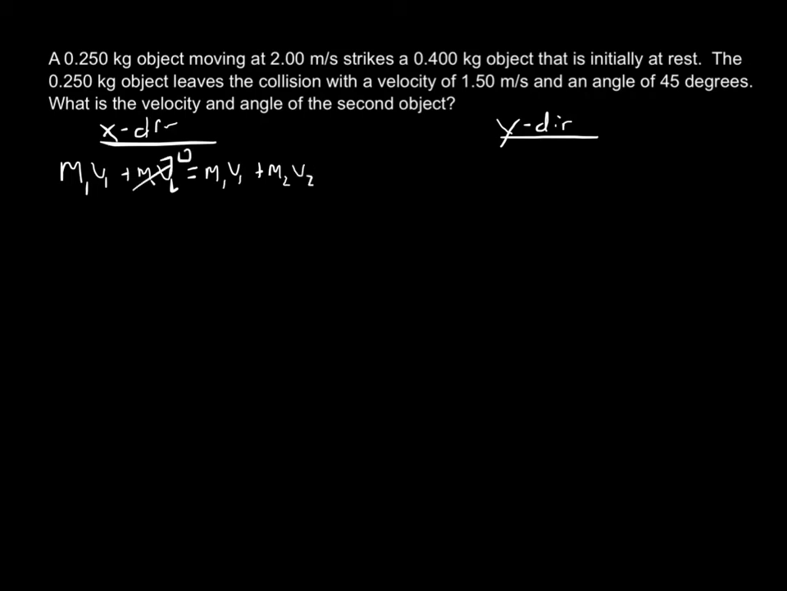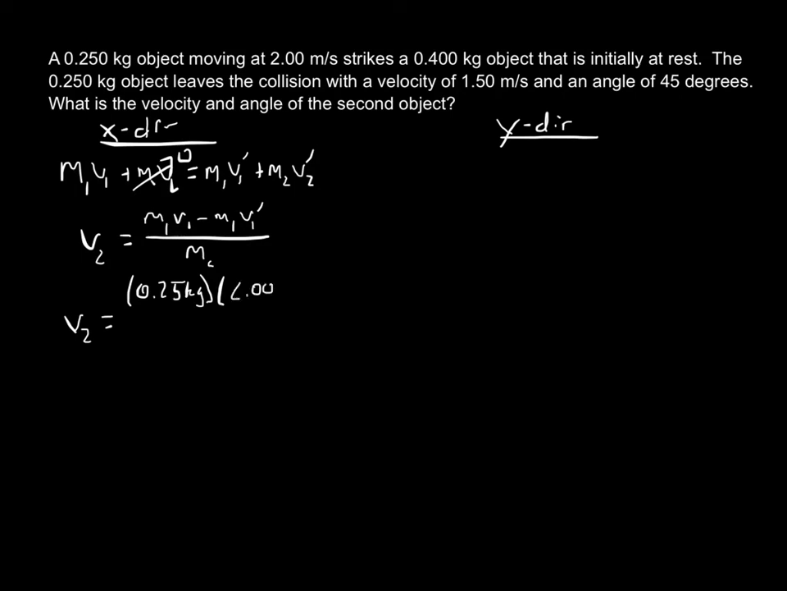Well, object 2 is initially at rest. So we're solving for v2. Right, we want to know how fast it's going, and part of that is going to be in the x direction. So my v2 in the x direction would be m1 v1 minus m1 v1 prime, divided by m2. Oops, I forgot my primes here, I just realized. So if we plug in our values here, we could factor out an m and say 0.250 kilograms times my change in velocity, which would be going from 2 meters per second, was v1, minus v1 prime.